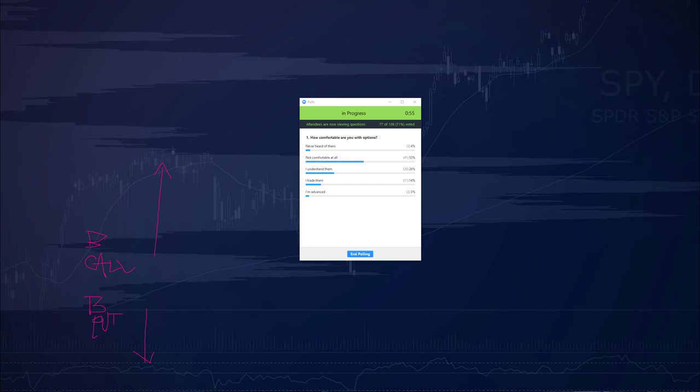Now, second to that, obviously, you need to know how the option chain works and some more basics around options. But anything more advanced than that, like complex option strategies with multiple legs, butterfly patterns, condors, that type of stuff, you don't need to worry about that. All you're doing is riding momentum on the underlying stock by buying calls or buying puts.